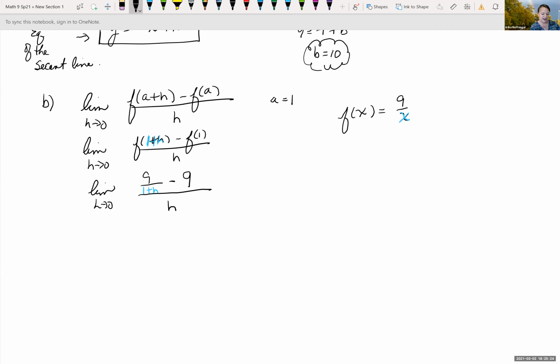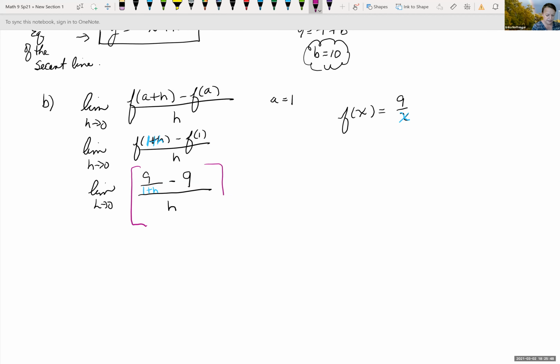Actually, first we'll get 9 over 1 minus 9, which is 0, all over, plugging in 0 for h here is 0. So we get that indeterminate form. If you have complex fractions and you get this indeterminate form, you want to get rid of the complex fractions. And there are a couple methods to do that. I tend to like to multiply by the fancy one to clear the fractions.